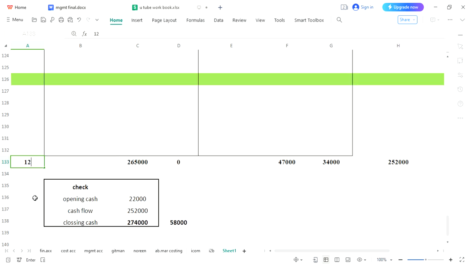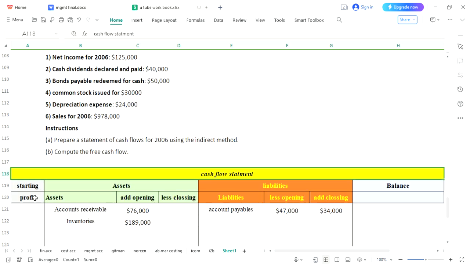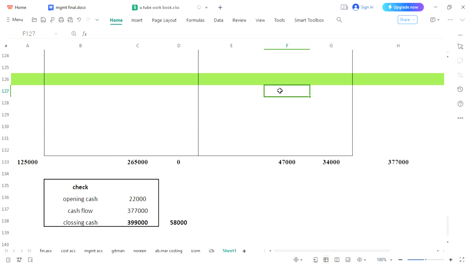So 125,000, your profit has been written. The next adjustment, cash dividend declared and paid. Please note it down. This is paid. Paid means decrease. And since dividend is related to shares, we will go to the liability side, and here is your column for decreasing your cash. Less 40,000. So here you will put 40,000 as it is, dividend.